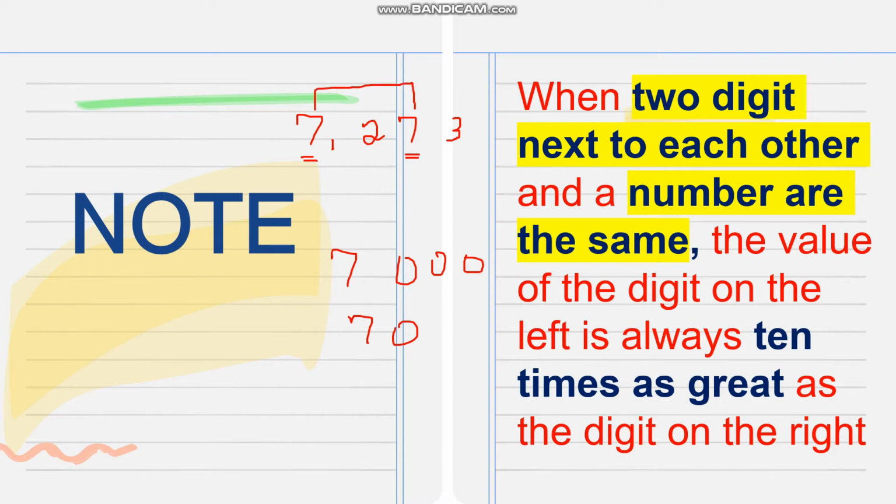If the digits are not next to each other, even if they are the same digit, that is not 10 times as great. Okay? So that is 100 times as great as the digit to its right. So 70 multiplied by 100 is equivalent to 7,000. So it's not 10 times as great.